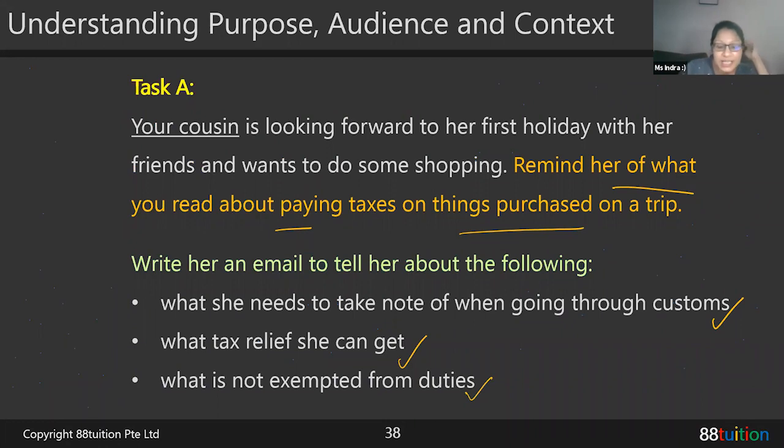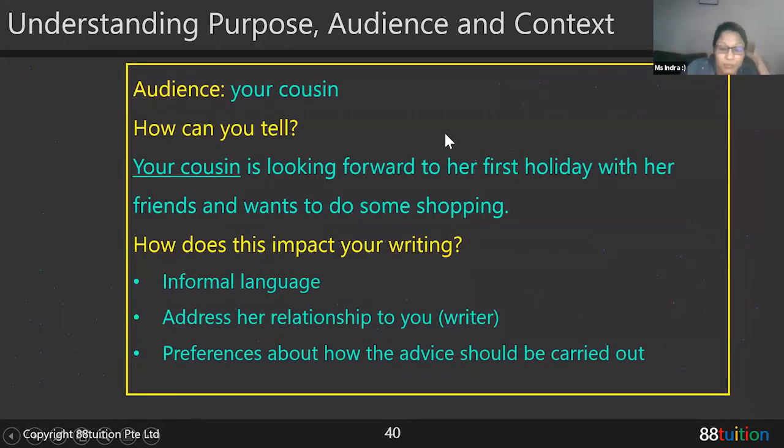You're right to say that it is your cousin, right? Okay, how can you tell? Basically, of course, it's written over here, your cousin. Okay, and how does this impact your writing? Let me just go through it with you so that you are aware. Okay, I'm not going to make you think so hard. Okay, your cousin. Basically, of course, you can tell from the sentence. Now, if it's a cousin, informal language, you know that it's an informal writing.